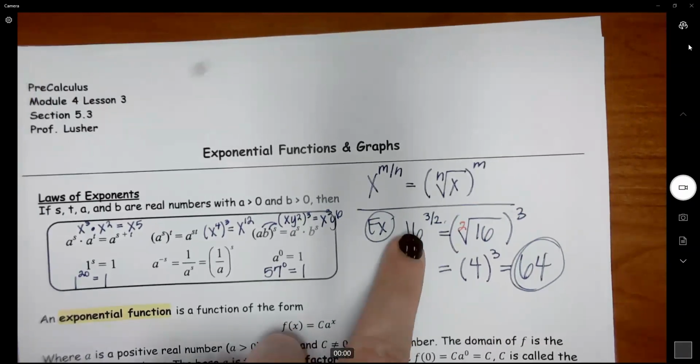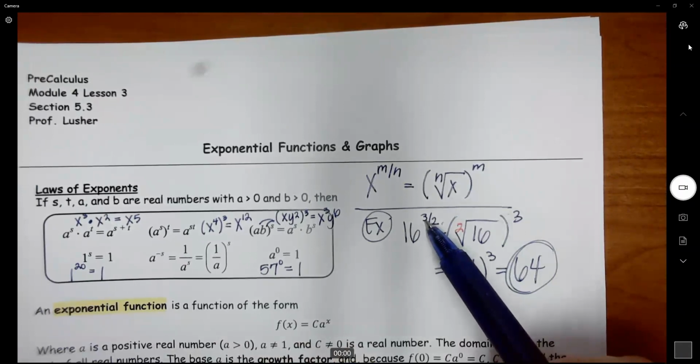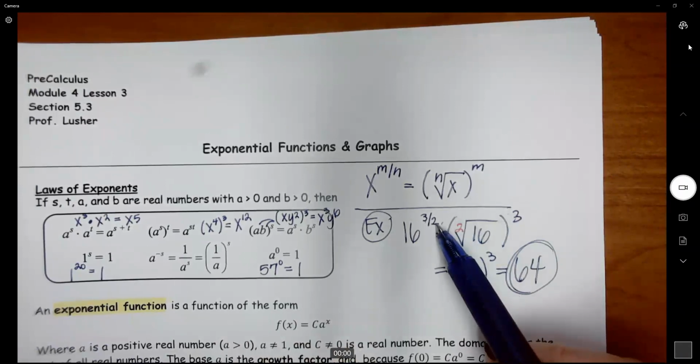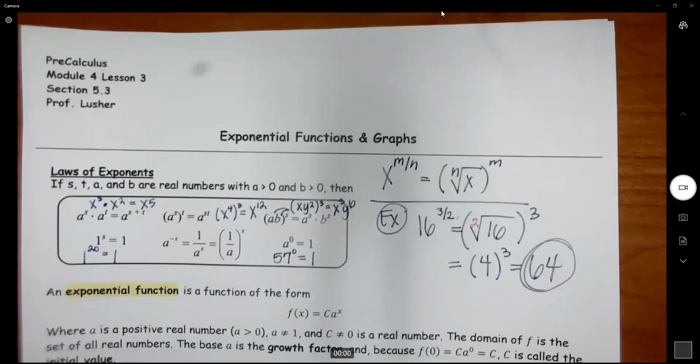Okay, but the big thing is going from here to here. So whatever's in the top of that fraction, that stays as your power. Whatever is the bottom number is the index of your radical. Okay, so we will need this one as well in the future. Okay, so that's your review on exponents.